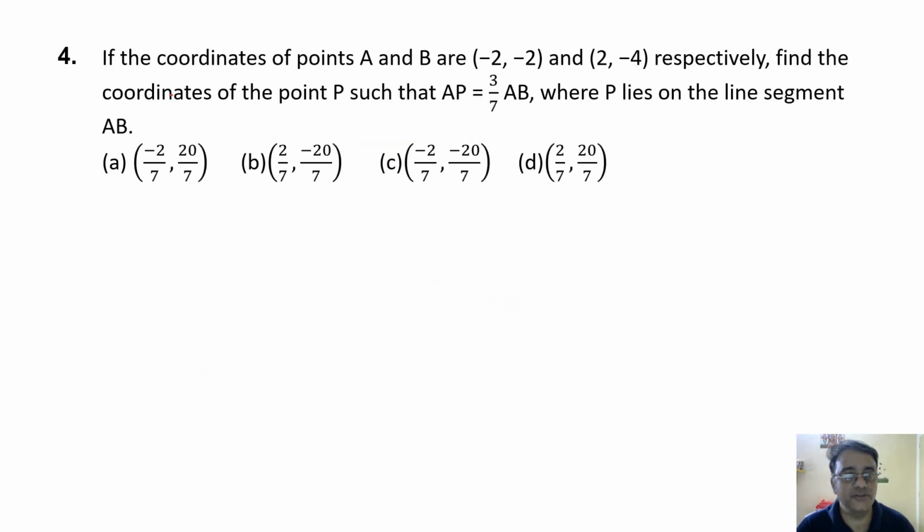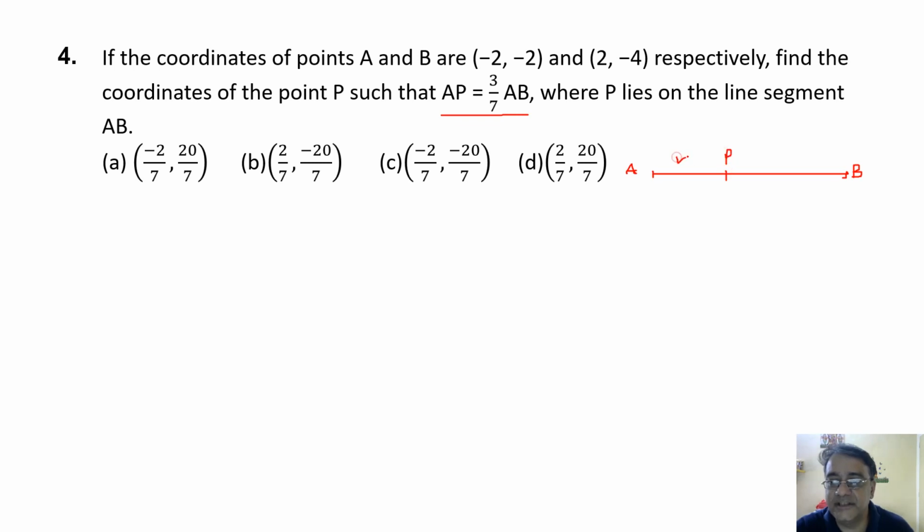Now we are moving toward question number 4. If the coordinates of point A and B are (-2, -2) and (2, -4) respectively, find the coordinates of the point P such that AP is equal to 3/7 of AB, where P lies on the line segment AB. Okay, so what is given is that AP is 3/7. I am making a rough diagram, look carefully. So this is AB, and one point is P here.